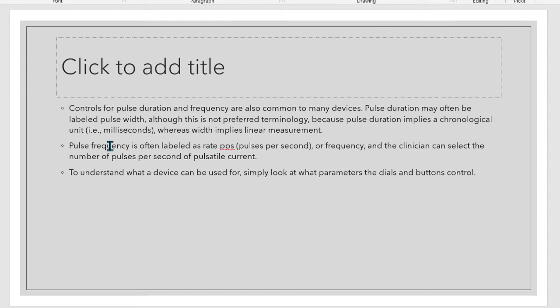To understand what the device can be used for, simply look at what parameters the dials and buttons control. That's why it's very important to read your manual before you operate, because the manual indicates how you are going to operate your machine. At the same time, it tells you how to troubleshoot your machine or modalities if a problem happens.